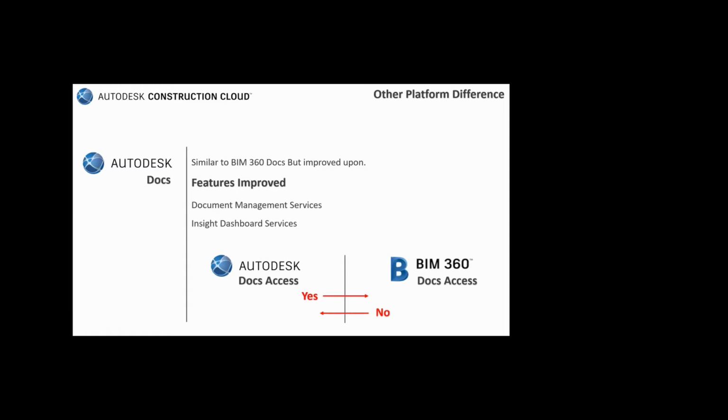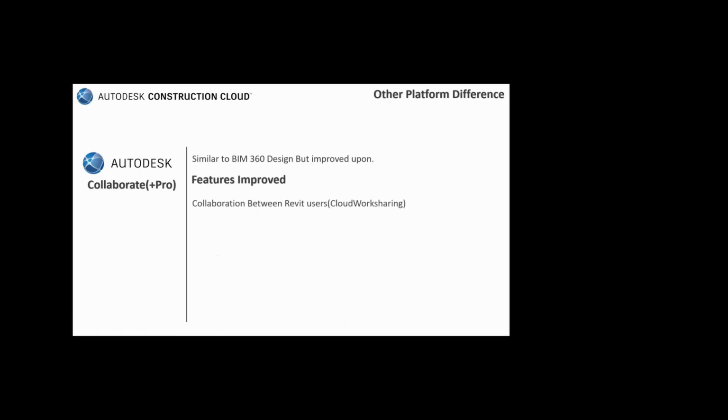Moving on, when we talk about Autodesk Collaborate Pro, this is also similar to what you guys are used to, BIM 360 Design, and again has been improved upon. Features that have been improved here is collaboration between Revit users. So collaboration improvement for visibility on the growth of a project between all stakeholders. More extensive tools to utilize to help manage and deliver on a design. We have also seen improved features when it comes to the multi-project access.